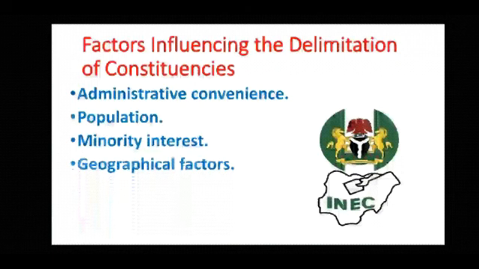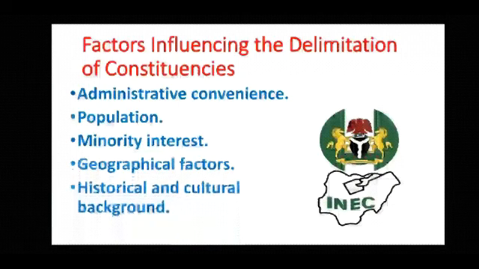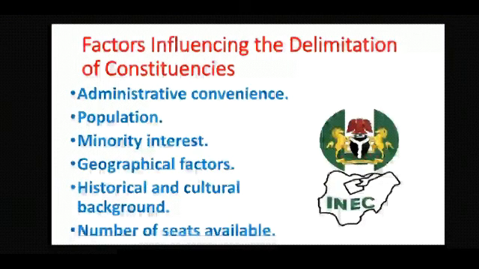And another factor is historical and cultural background. Of course, people with the same historical background and culture should be grouped together. And another factor is the number of seats available. The number of seats available within the legislature and to be allocated to each constituency can influence delimitation.